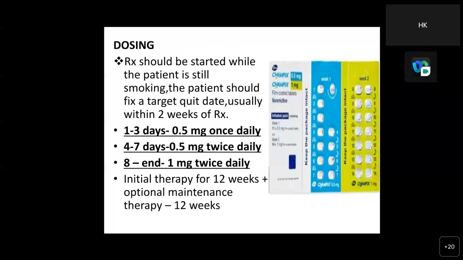For dosing, the patient should start while still smoking, and the target quit date is fixed within 2 weeks of treatment, similar to bupropion. Dosing is, for the first 3 days, a 0.5 milligram OD dose, and for the next 4 to 7 days, 0.5 milligram BD dose. From the 8th day onwards, it will be 1 milligram twice daily BD dose, and the initial therapy should be given for at least 12 weeks, and optimal maintenance therapy is needed for another 12 weeks.